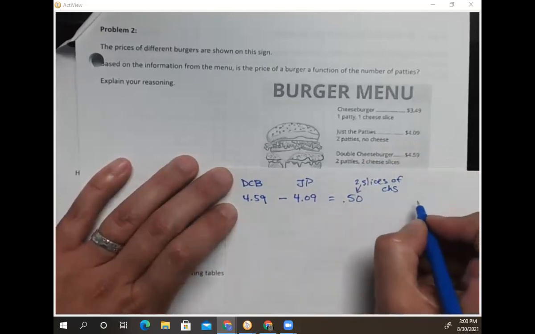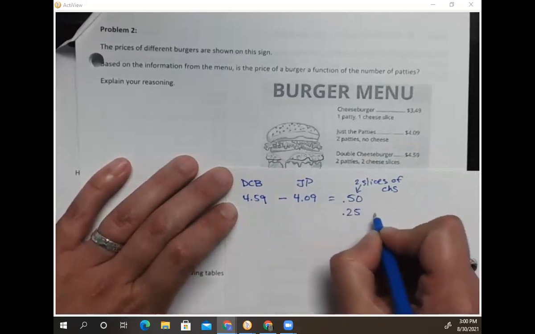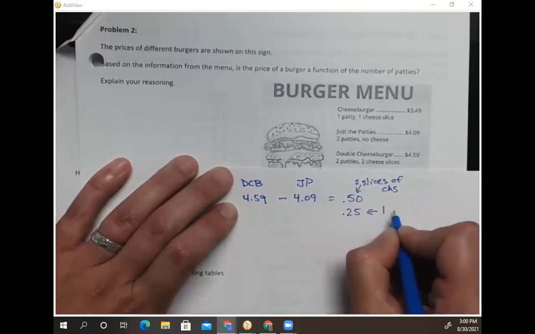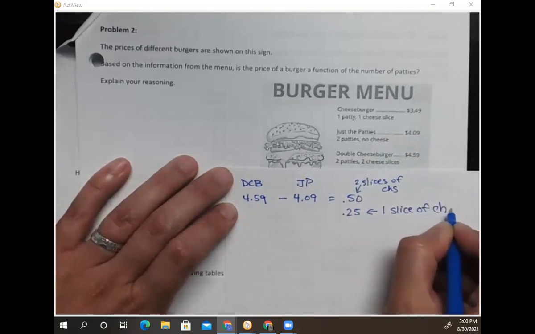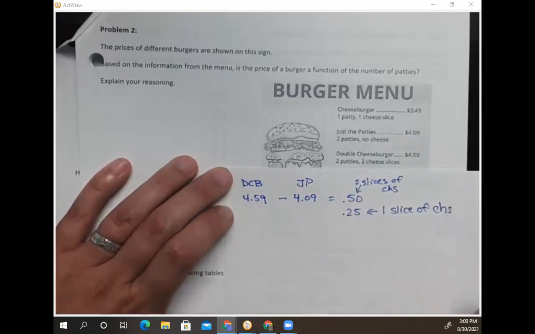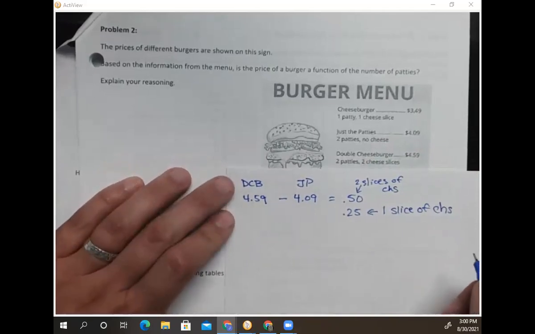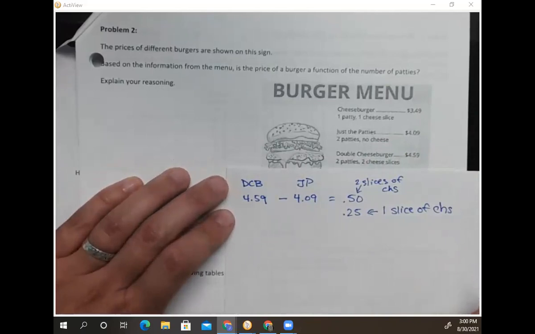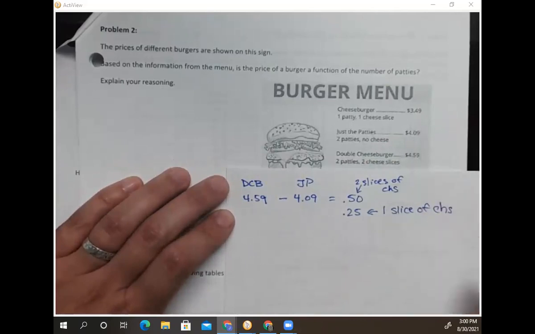So then, are we okay with saying that for 25 cents, that would be 1 slice of cheese? Does that seem reasonable? 25 cents for a slice of cheese. Okay. So I can know the cost of a slice of cheese. That should be the difference between these 2.